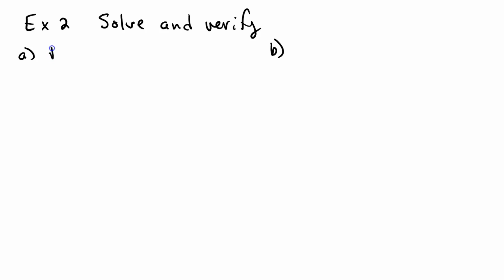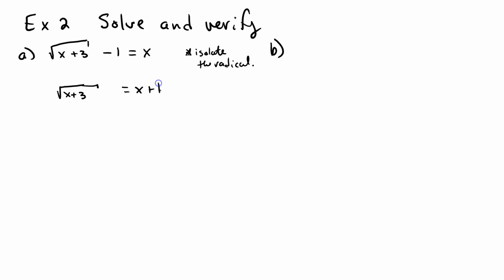The first one is going to be the square root of x plus 3. I'm going to make a definite endpoint there with my square root sign because I don't want the minus 1 to be a part of it, equals x. So first things first, we want to isolate the radical. So I'm going to add 1 to both sides. So the square root of x plus 3 equals x plus 1. Now here is the tricky bit.